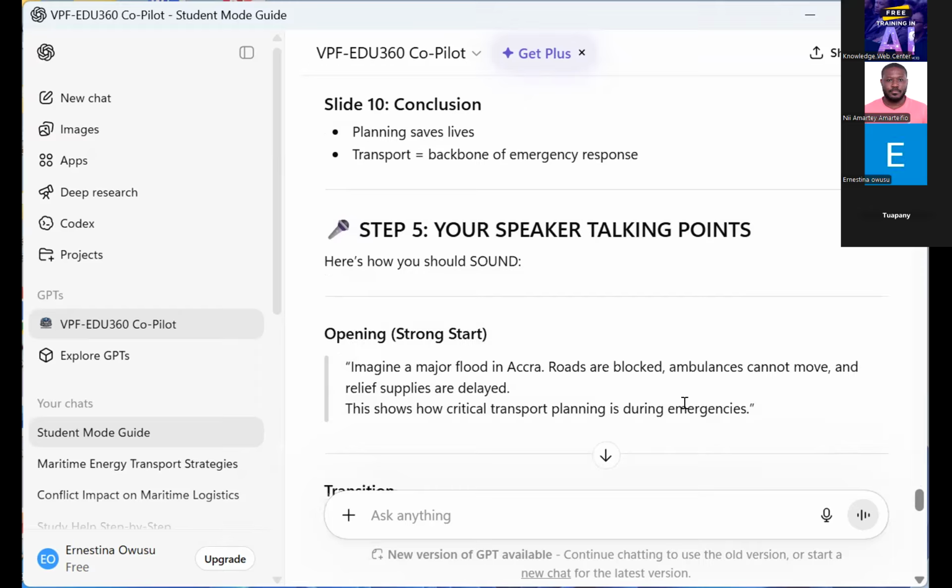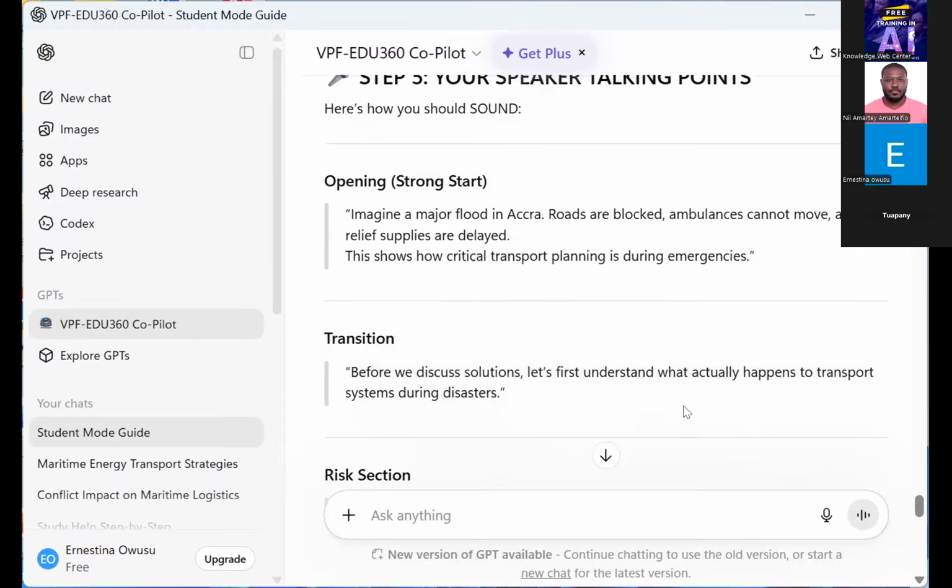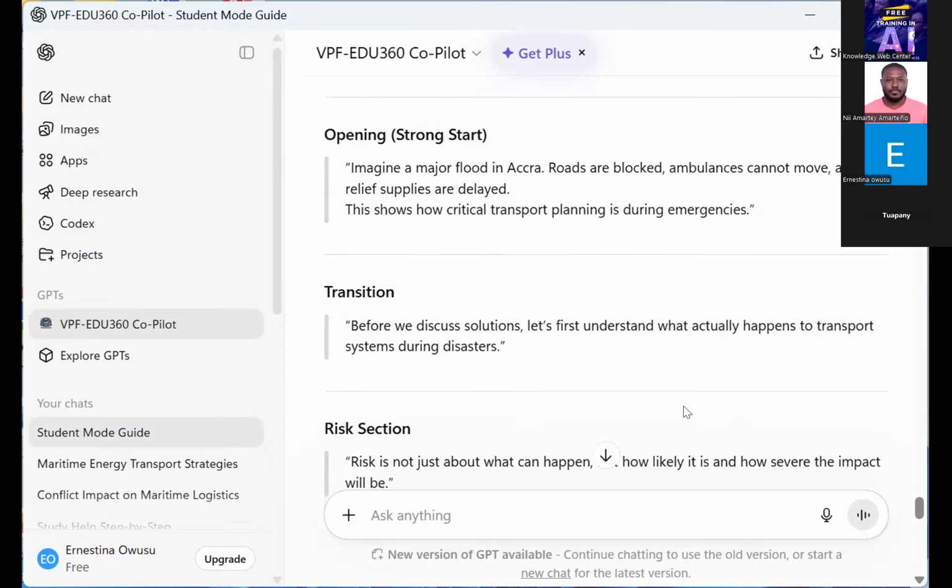So with step 5, your speaker talking points. Here is how you should sound. Opening, which is the strong start: Imagine a flood in Accra. Roads are blocked. Ambulances cannot move. And relief supplies are delayed. This is how critical transport planning is during emergency.